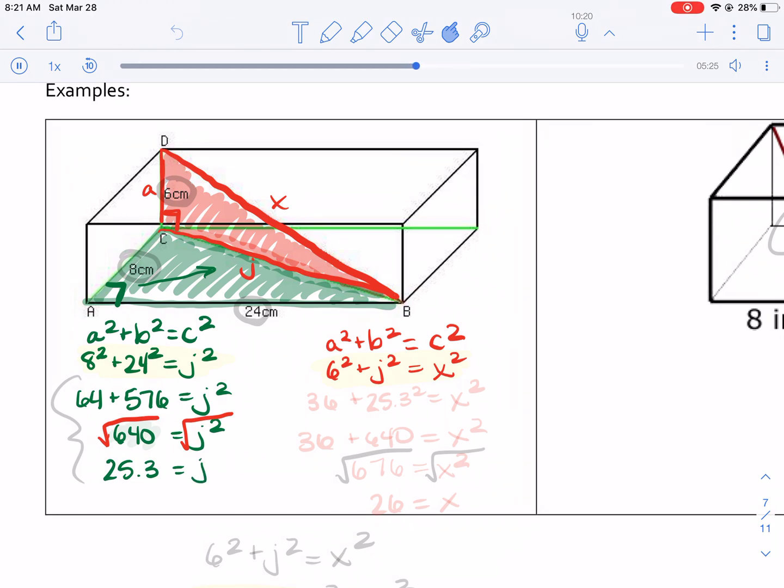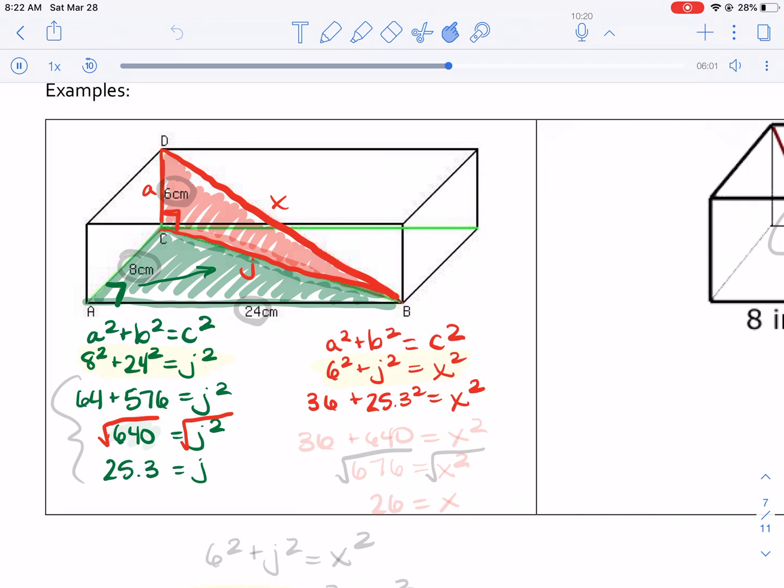We got 25.3 here. We're not done yet. We want to find x. So let's go over to our other equation and plug in what we found thus far. 6 squared is 36, and j squared is 25.3 squared. I don't know 25.3 squared off the top of my head, so let me go ahead and put that in.